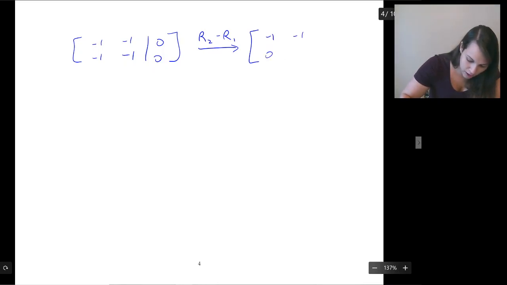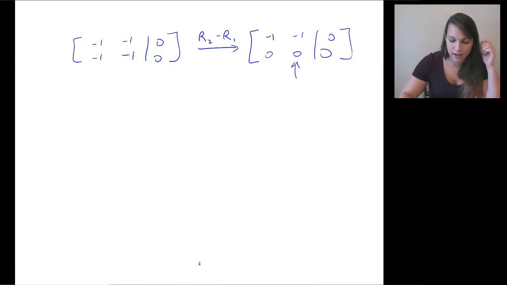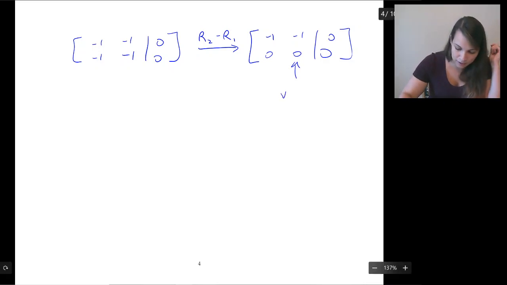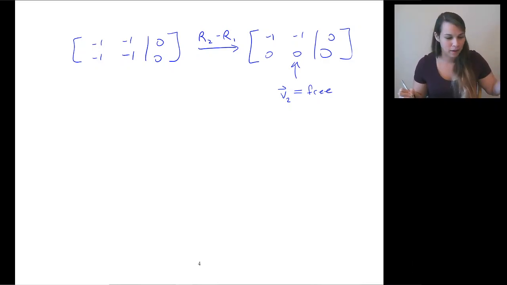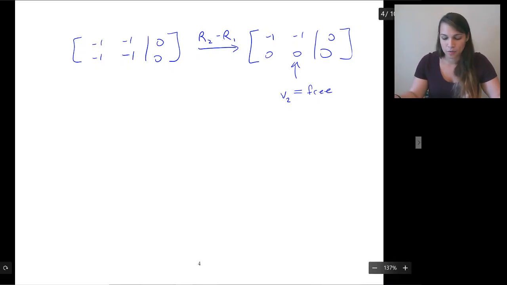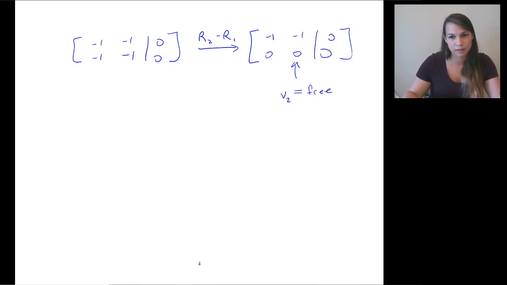So row 2 changed. It is now all zeros. And we have a free variable, not independent variable, sorry. This second column had no pivot, which means v2 is our free variable.